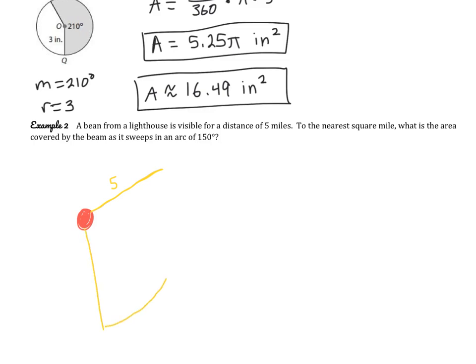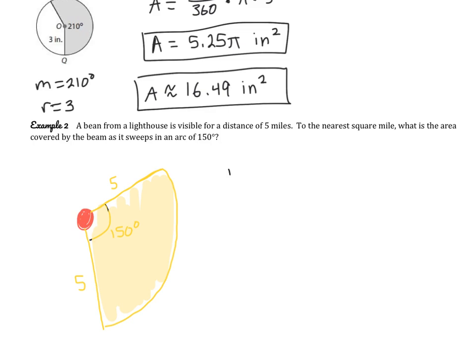So it does something like this. So this would still be 5 miles. And then from here to here is 150 degrees. They would like to know the area to the nearest square mile that is covered by the beam. So they essentially want to know the area of this sector. Because if you imagine the beam swung all the way around 360, this would make a circle.